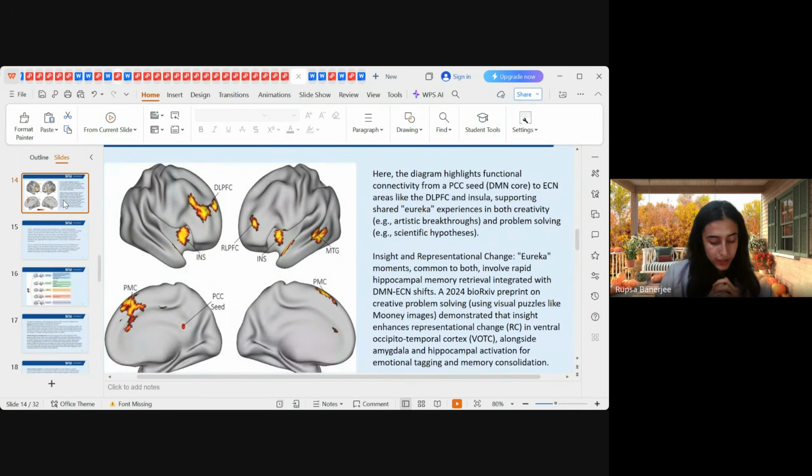Executive control network enforces structure on the representations through top-down control. It inhibits habitual or irrelevant associations, evaluates potential solutions, and facilitates mental set shifting, directly aligning with representational change by overriding fixed encodings.